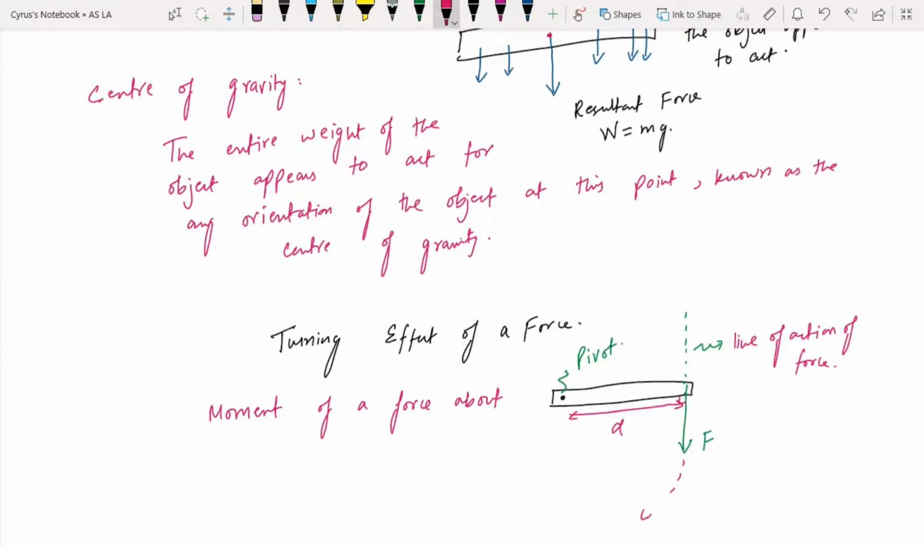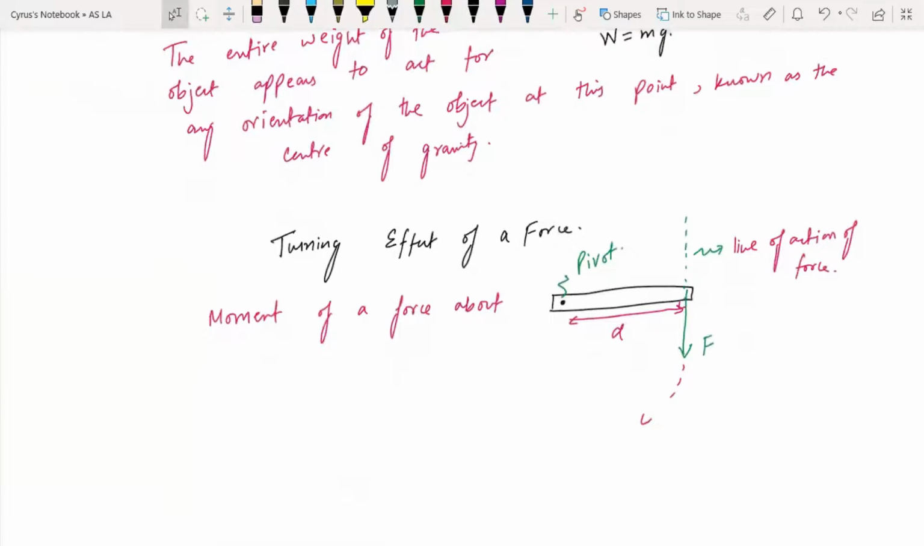अगर आप यहाँ पे फोर्स लगाते हैं, जैसे आपके पास एक ये बैरियर है, अगर आप इसको यहाँ पे फोर्स लगाएंगे तो नीचे जाएगा, राइट? लाइक दिस. ठीक है? That you are applying a force here and this is the line of action of force and a moment is being produced.